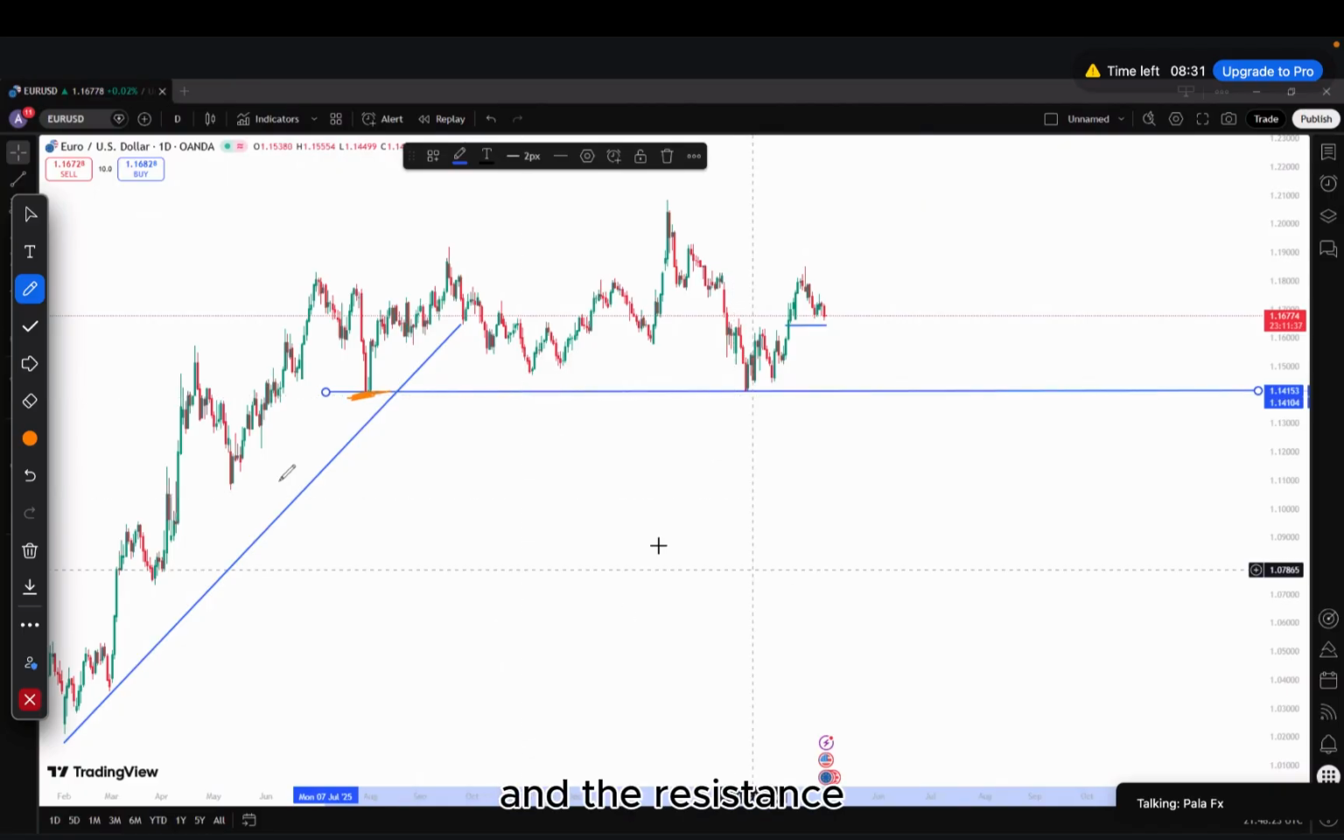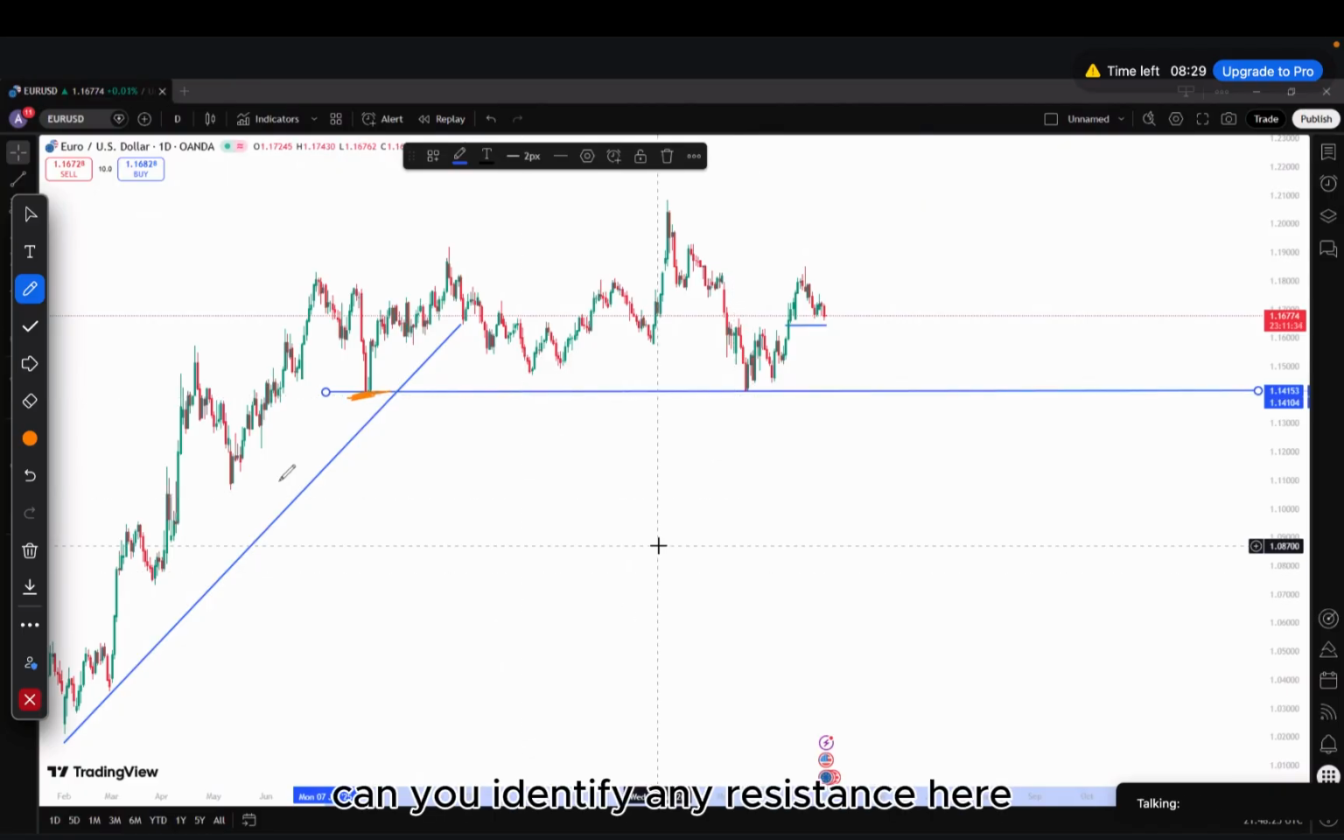And the resistance. Can you identify any resistance here? Look, now that one with the up. No, there is no resistance there. There's no valid resistance there. So you have to go to your 4-hour time frame.